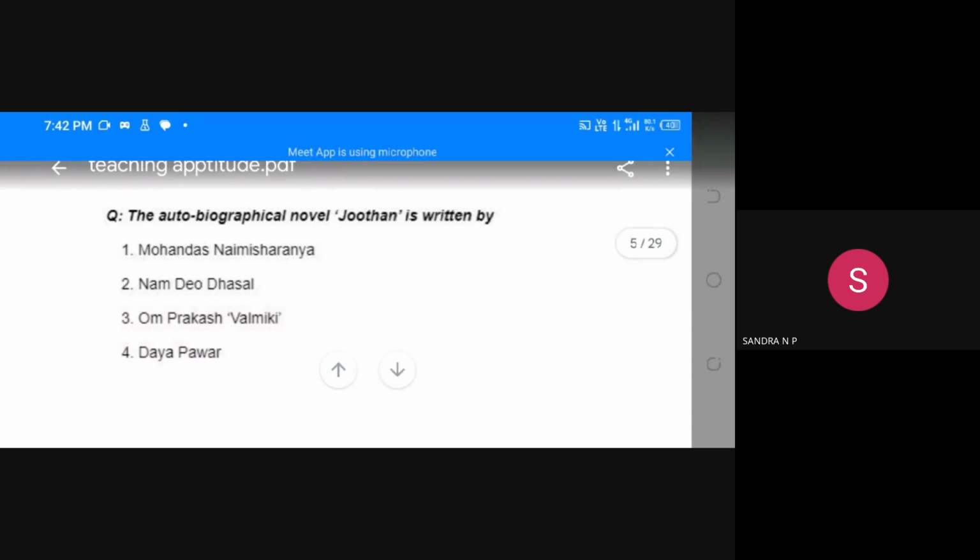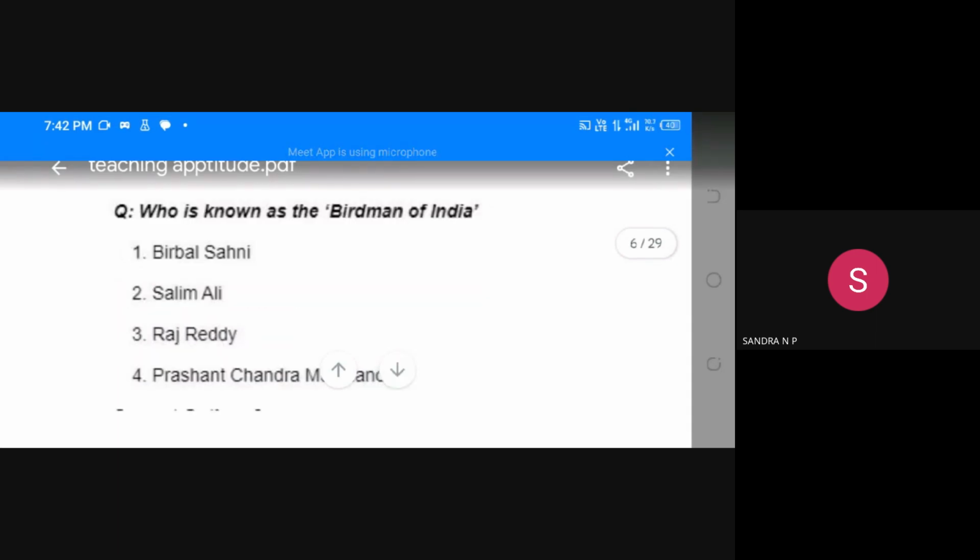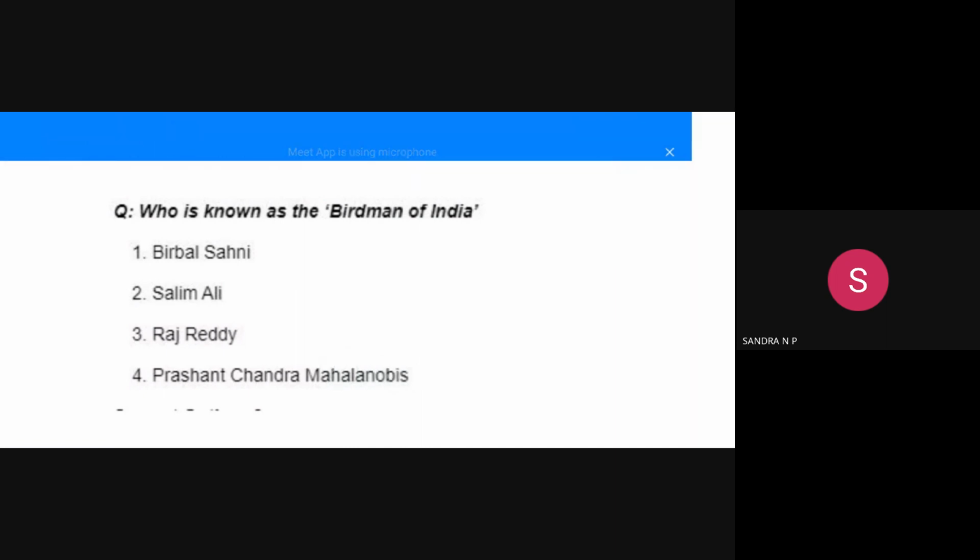So, I'm moving to the next question. Who is known as the Birdman of India? I think all of you know this answer. Birbal Sahni, Salim Ali, Raj Reddy, Prashant Chandra Mahalanobis. The answer is Salim Ali. He was born on 12th November 1896. He is famously known as the Birdman of India.